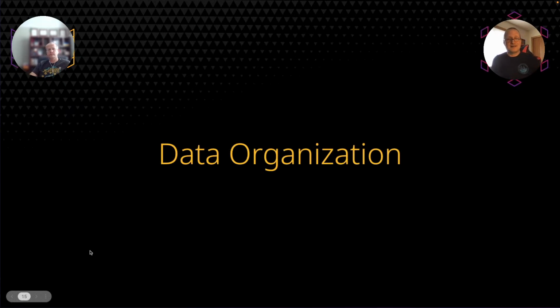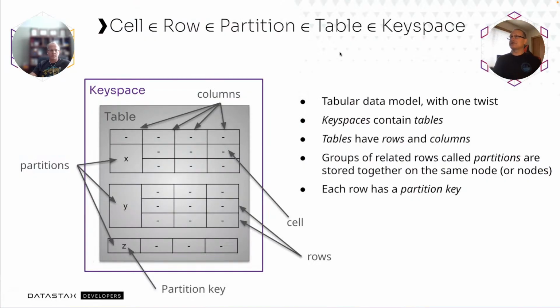All right. Now let's move on to a little bit about data organization. I talked a little bit about how Cassandra is a partition row store, and about how you're storing data in tables, something a lot of us are familiar with from other databases as well. But Cassandra has all of these structures which kind of help keep things organized.